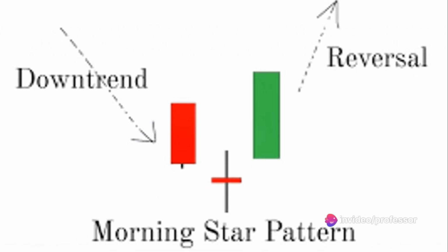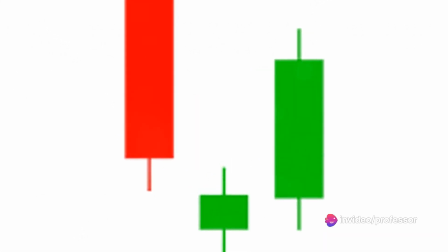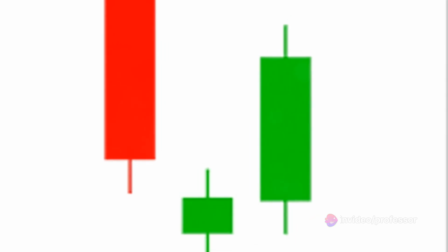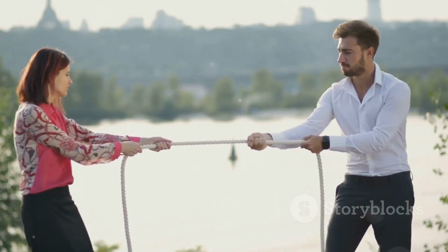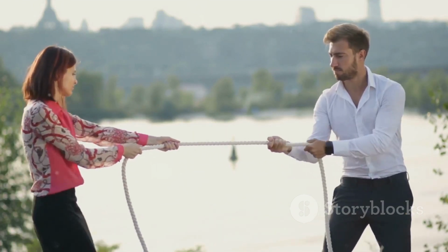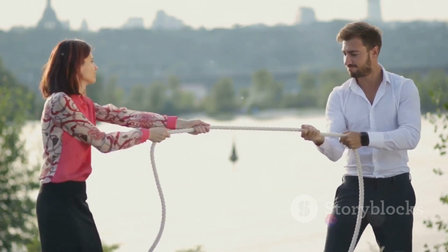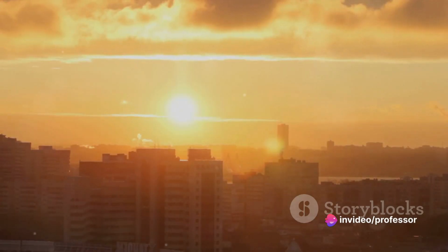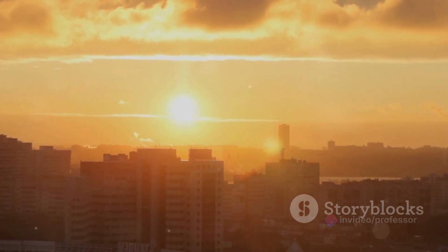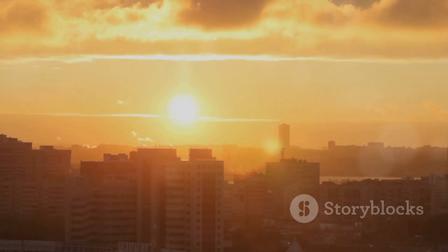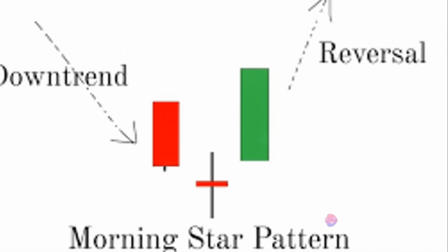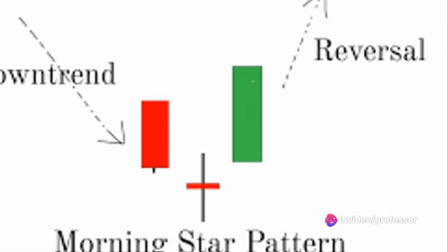Then comes the second candle, which is like a small, twinkling star. It can be either bearish or bullish, but it's always gapped lower than the first candle. This is the indecision phase. The market is uncertain, and it's a tug-of-war between buyers and sellers. Finally, the dawn breaks with the third candle, the morning star itself. This is a bullish candle that opens higher than the second one, indicating that the buyers have wrestled control from the sellers. The market sentiment is changing, optimism is on the rise, and a new uptrend may just be on the horizon.